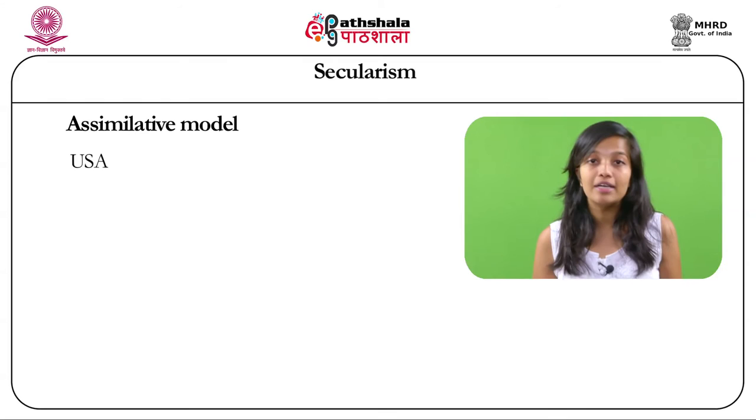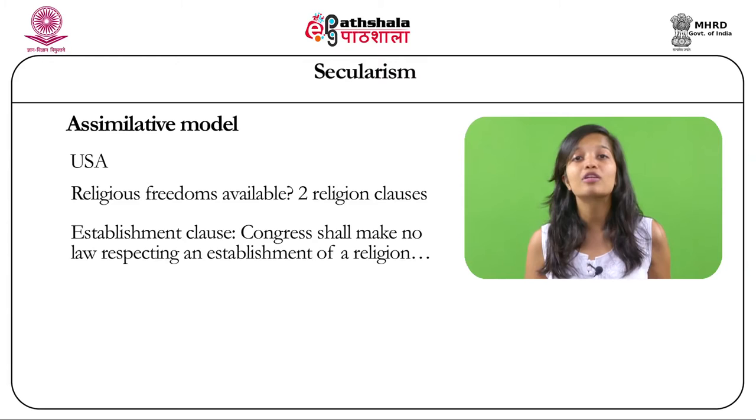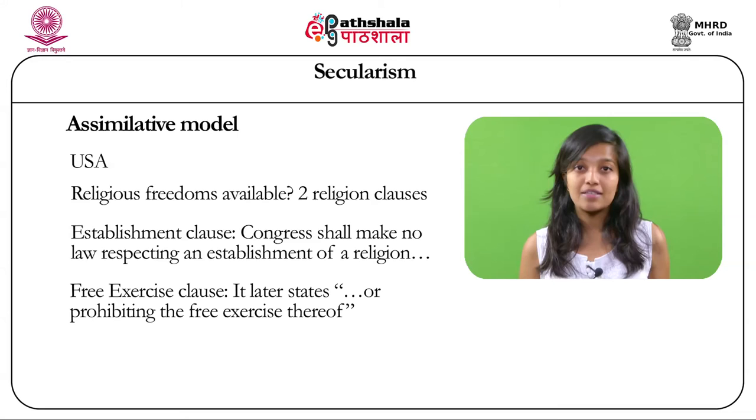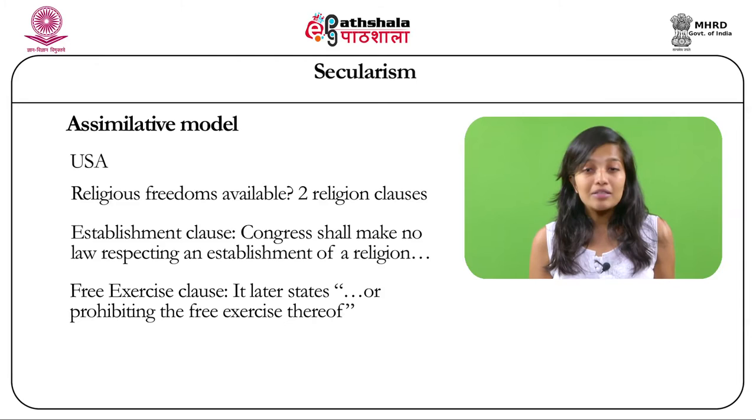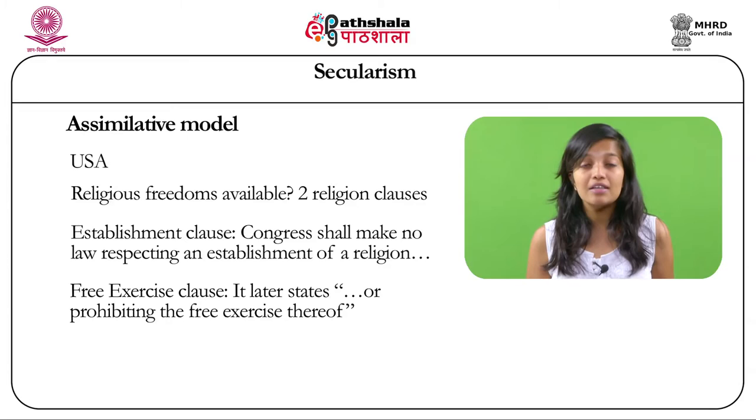What is the law relating to religious freedom in the United States? Within the Bill of Rights, there are two relevant religion clauses. The first is called the Establishment Clause, and it reads that Congress shall make no law respecting the establishment of a religion. The second is called the Free Exercise Clause, and it continues from the Establishment Clause, and it says that the Congress can't even prohibit the free exercise of religion. We note that, therefore, in the case of the US, in the absence of accommodation, there is still a necessity to guarantee freedom of religion.